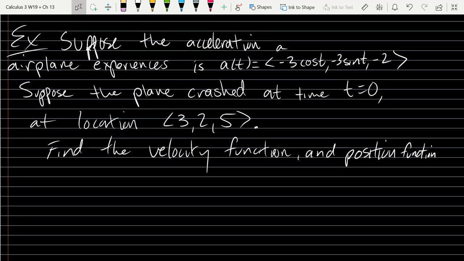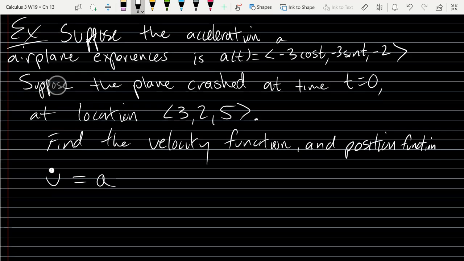So we have the acceleration, and we want to know velocity. So how do we relate velocity to acceleration? They're not quite equal. Derivative of which? The derivative of velocity is acceleration. So I can take the antiderivative of the acceleration function, and that'll give me a velocity.